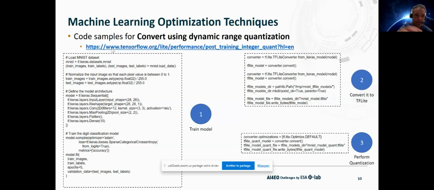It's on the left, a construction of a traditional neural network using the MNIST dataset for character recognition, a very famous example. And on the right, you just have to convert your model to TensorFlow Lite, which is a few lines of code to write, and you perform the quantization in a third step. Here again, very simply, it's the default quantization, dynamic range quantization. So it's a dynamic quantization on the activation. And it is very simple to do.